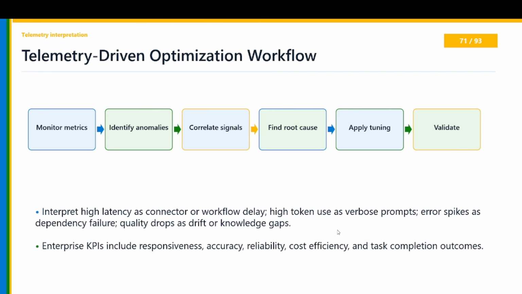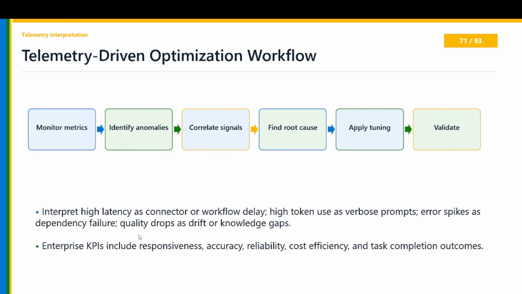So high token use means verbose prompts. Interpret error spikes as dependency failure. If there's an error, that means a task dependency has failed. So if there's an error in task 2, then you know whether task 1 has failed.